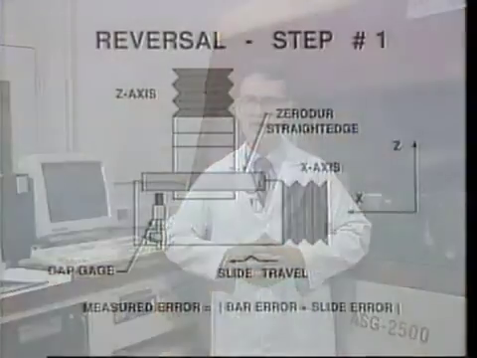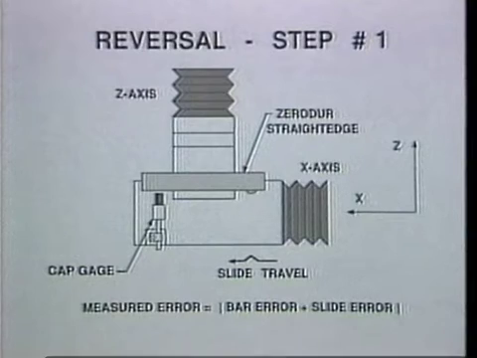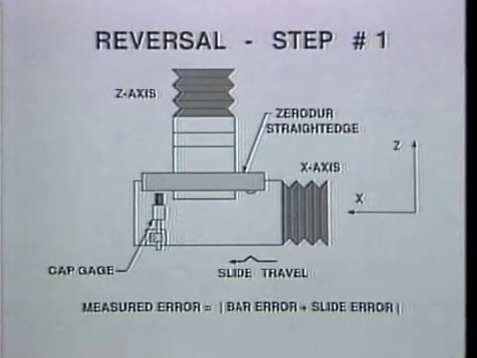The principle of reversal allows the total error to be separated into the slide error and the straight edge error components. The basis of this method is that in one step the data is collected such that the error components are subtractive, while in the other step the error components are additive. The collected data sets can then be combined either by addition or subtraction and adjusted to show the error for either component.